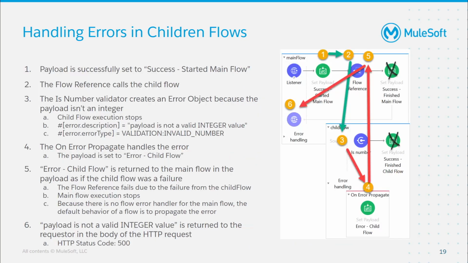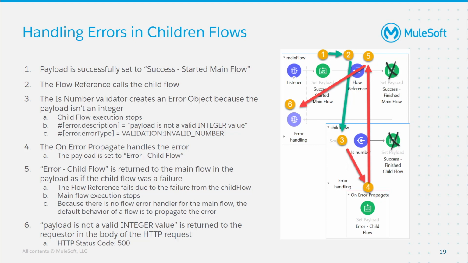Now that we have seen what happens when there is an on-error continue in the child flow, let's see what happens when we replace that with an on-error propagate. This one is a bit more complex, so it may take reviewing a couple times to fully understand this. Firstly, to level set, the application is exactly the same as the previous example, except the on-error continue is now replaced with an on-error propagate.